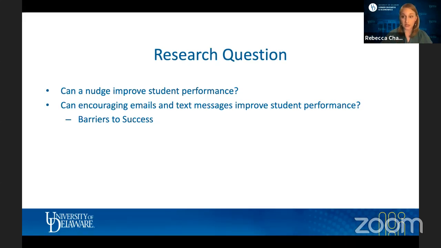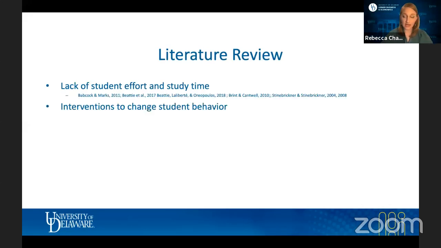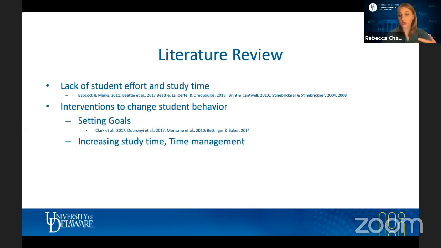So what is preventing students in their own mind from being successful in not only economics courses, but in college overall? I'm not going to spend a lot of time on the literature review. Basically, just to sum this up, we see that in college courses, there's a lack of student effort and study time. There have been many interventions to try and change student behavior through trying to help them set goals, increase study time, and better time management.